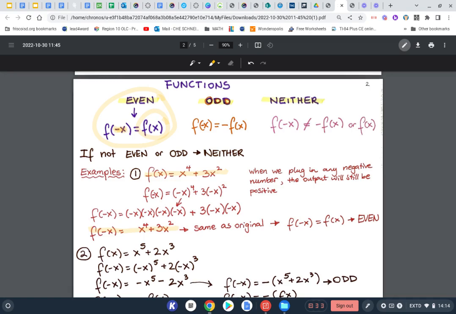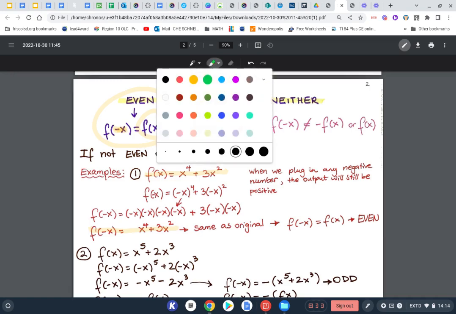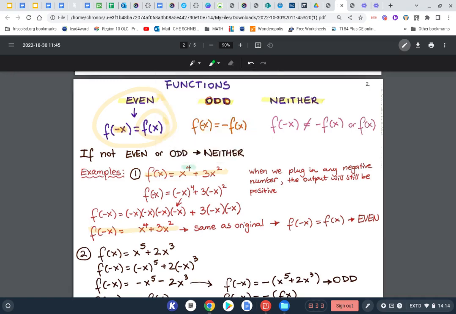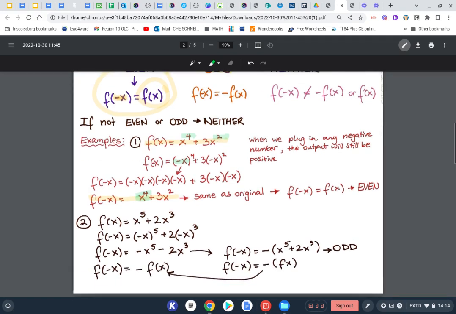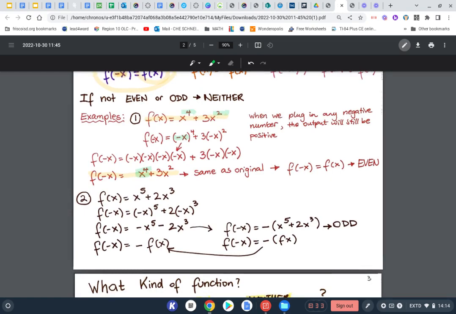Now let's observe the exponents. What can you tell me about the exponents? X to the power of 4, 4 is an even number, and x to the power of 2, 2 is an even number. Does that have to do with anything? Obviously, yes, because a positive even exponent will create this situation, where your negative x, when raised to an even power, will turn positive. Therefore, there was no change in your original situation.